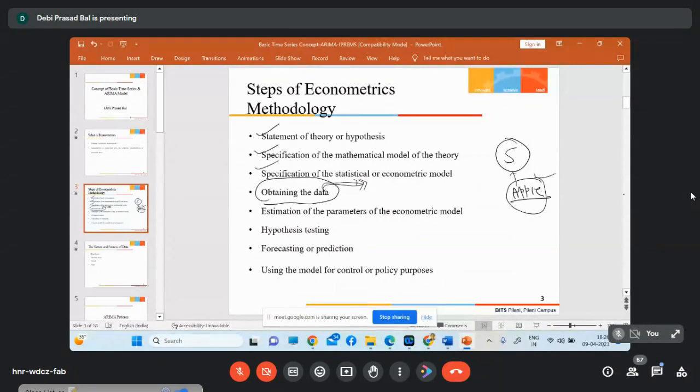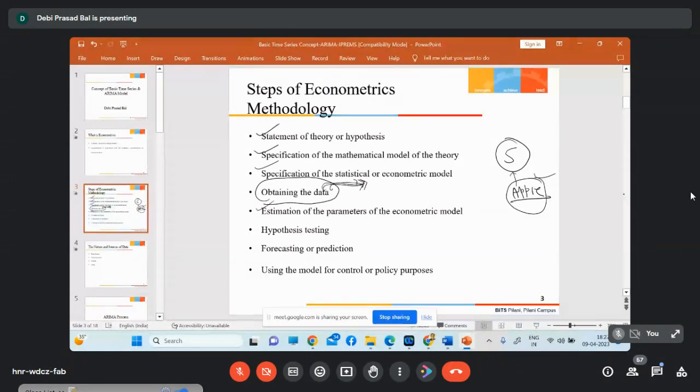So you need to be very extra careful on your data, and data is nothing but information, and it can be primary data or secondary data. Next step, once you have obtained the data, is definitely compiling the data, and you need to be very careful on compiling the data. Next step is estimation of the parameters of the econometric model.